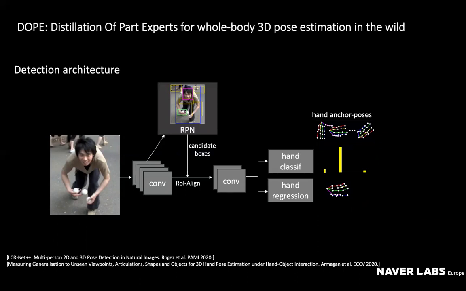LCRNet++ can be adapted to address the problem of hand pose estimation, as shown in this other ECCV publication. In that case, the anchor poses represent a set of particular hand poses, and the regression is applied to the hand key points. In the same way, the architecture can be adapted to tackle face pose detection. In this paper, we use LCRNet++ as the part expert for bodies, and its variants as the experts for hands and faces.